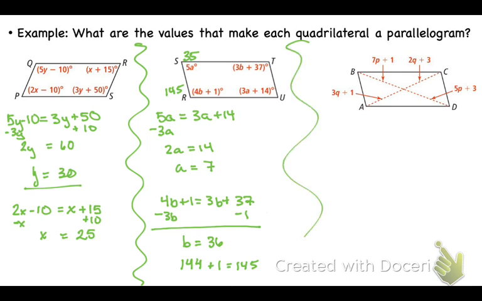Okay, what am I talking about next? Not angles, not sides, the diagonals, right? What do I know about the diagonals? They bisect each other, right? So I know that 2q plus 3 equals 3q plus 1. And I know that 7p plus 1 equals 5p plus 3.